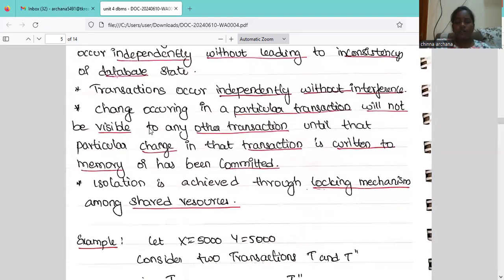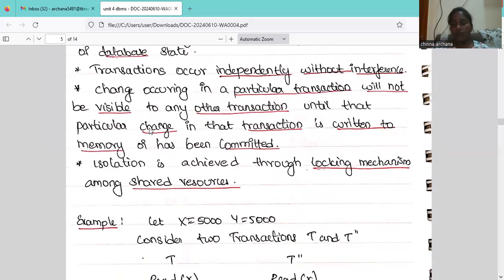We achieve isolation through a locking mechanism on shared resources. There are many locking techniques on the shared resources.